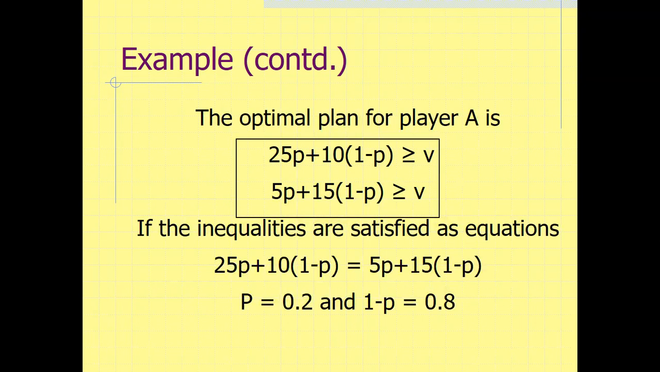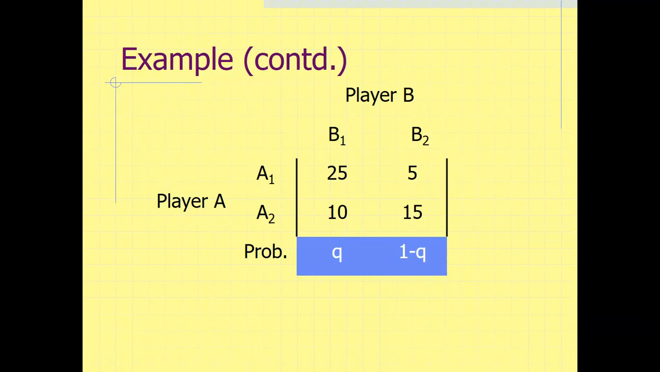Now, in order that player A may be indifferent to the strategy B selects, the optimal plan for player A should be such that 25p plus 10 times (1 minus p) is greater than or equal to v, and 5p plus 15 times (1 minus p) is greater than or equal to v, where v is the value of the game. If the inequalities are satisfied as equations and we solve for p, we get p equal to 0.2 and 1 minus p equal to 0.8. Hence, player A would select strategy A1 with probability 0.2 and strategy A2 with probability 0.8.